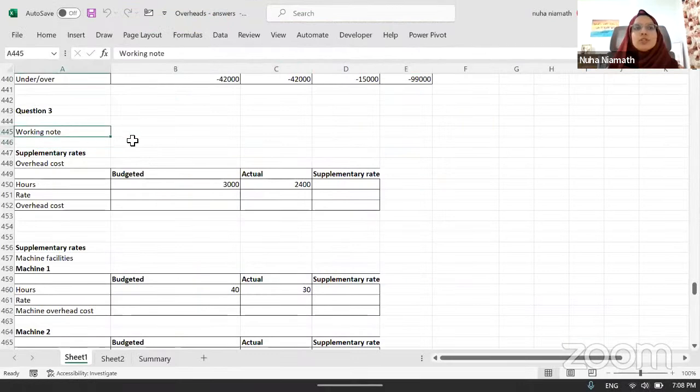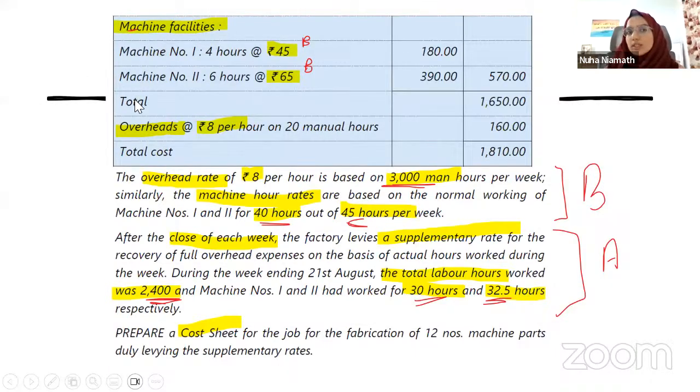All right. So the first thing that we will do with this question is we will try to calculate the supplementary rates. If you go back to the question, there are two types of overhead. Even though overheads is mentioned here only once, this machine facilities is also an overhead because it's being absorbed. So it becomes an overhead only. So we will have to find the supplementary rate for this machine facility and supplementary rates for the overheads. So let's begin by finding the supplementary rate for the overhead.